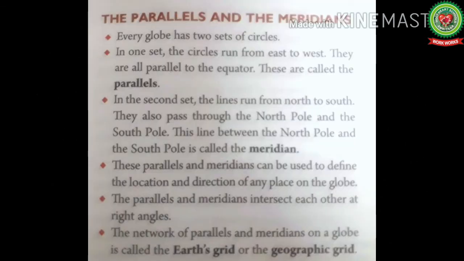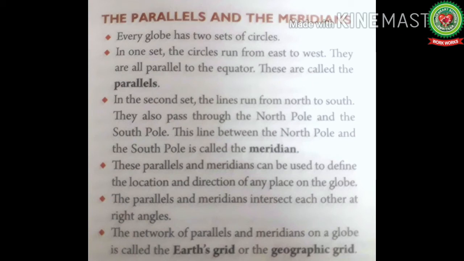So now let's read the parallels and the meridians. Every globe has two sets of circles. In one set, the circles run from east to west. They are all parallel to the equator. These are called parallels. They are also known as latitudes. One more reason that they are called parallels is that they never intersect each other.